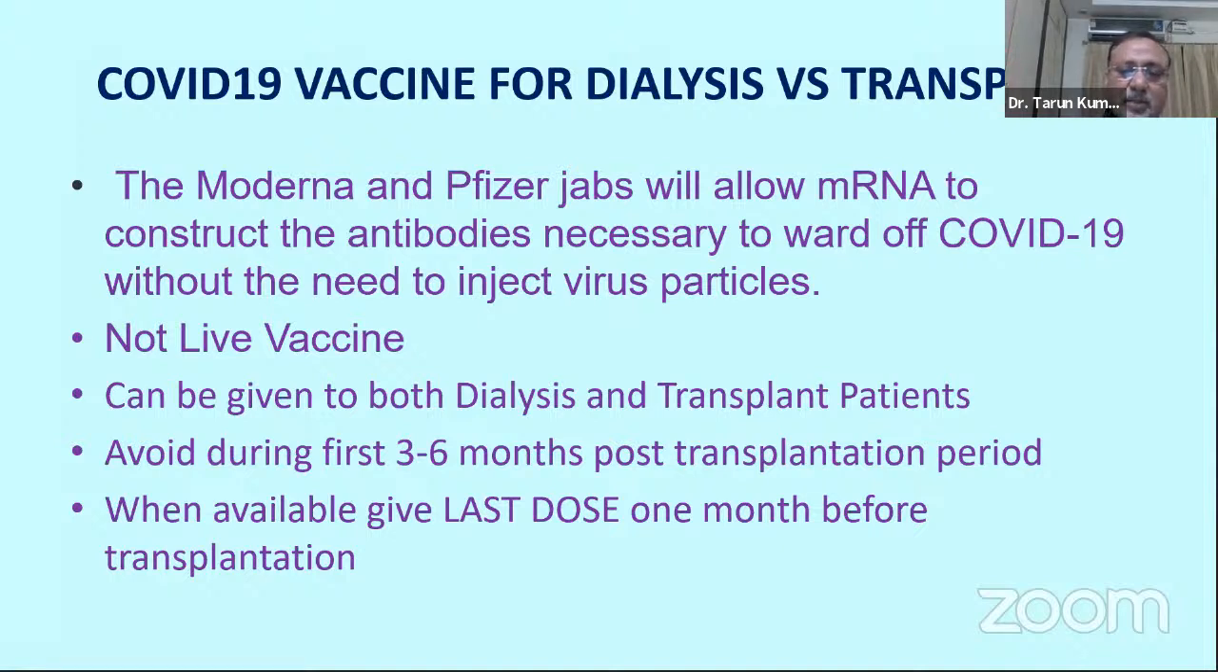Immediately after transplant, we don't give the patient vaccination. Generally, after 3 months, when their immunosuppression is less, we give the vaccination. And in dialysis patients, we can give the vaccination. Mind that if we give vaccination to a dialysis patient, they should wait for at least 1 month after the second dose or the last dose of vaccination before going for the kidney transplantation. A 1 month window period is needed before they plan the kidney transplantation.